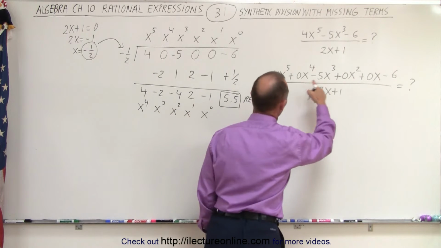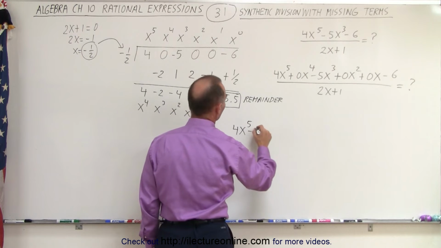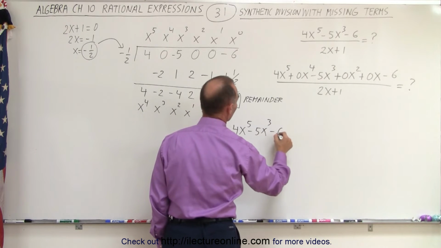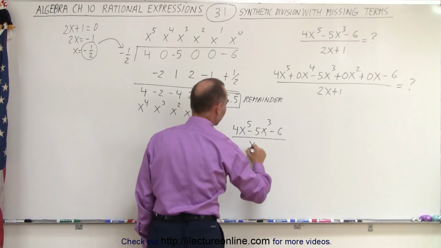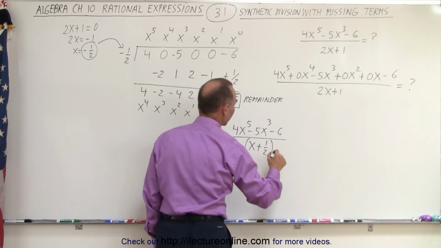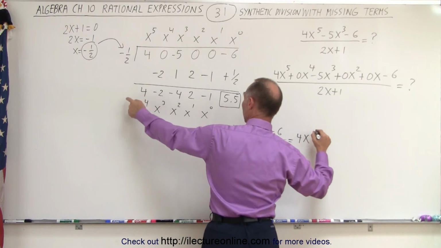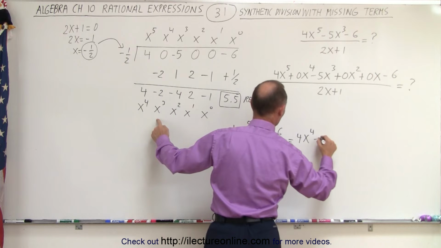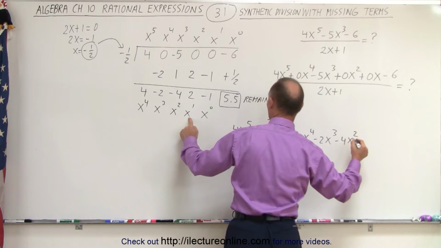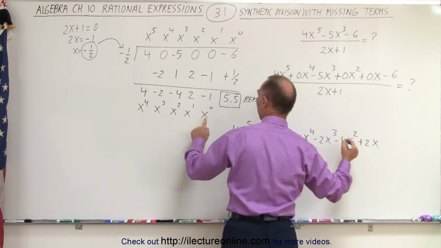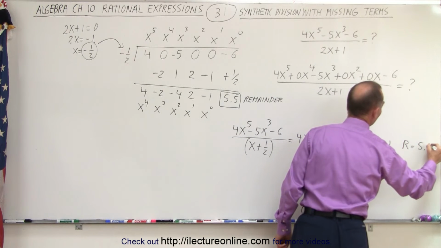So we can write that 4x to the 5th minus 5x cubed minus 6 divided by, now be careful, we use the root minus 1/2, so we're going to write x plus 1/2, is equal to the result that we got here, which is 4x to the 4th minus 2x cubed minus 4x squared plus 2x to the 1st power and minus 1 with a remainder equal to negative 5.5.